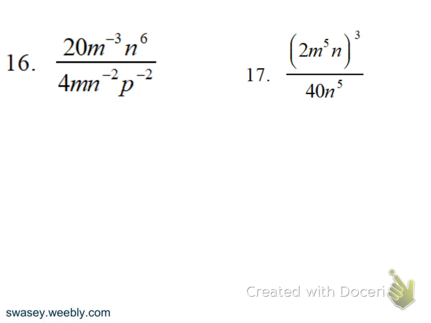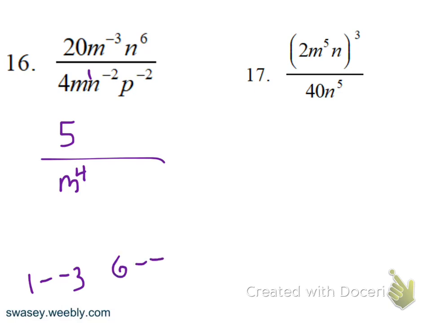16, 20 divided by 4 gives us 5. Divide with the same base, subtract exponents. 1 minus a negative 3 gives us 4. M to the fourth is on the bottom. For the n's, 6 minus a negative 2 is 8. So I'll have n to the eighth on top.